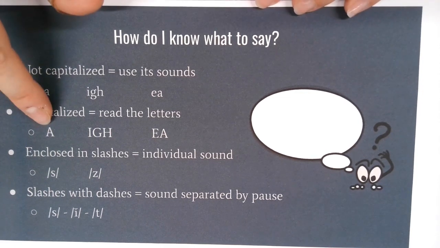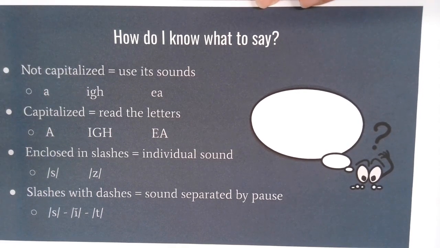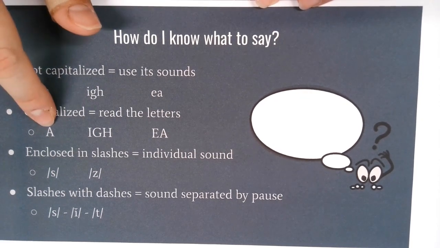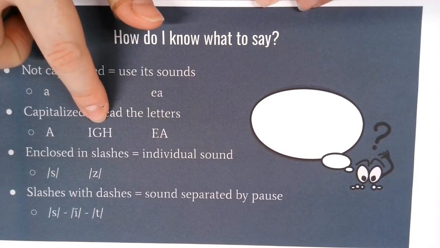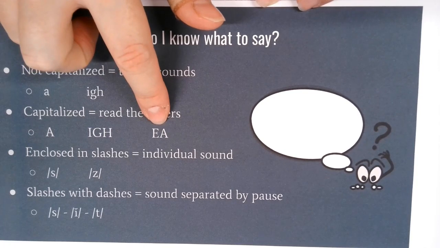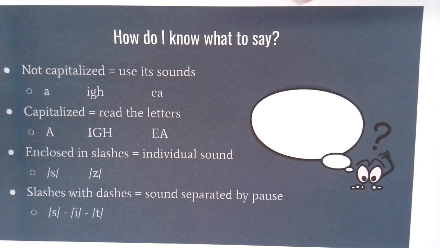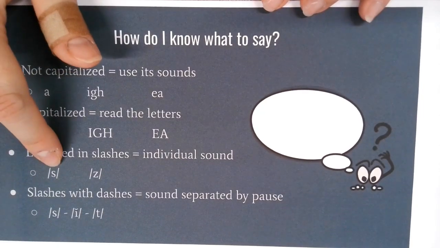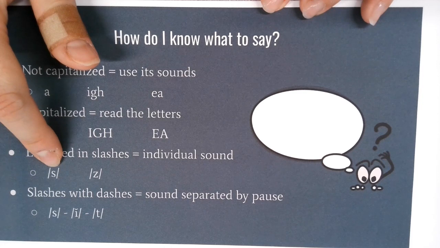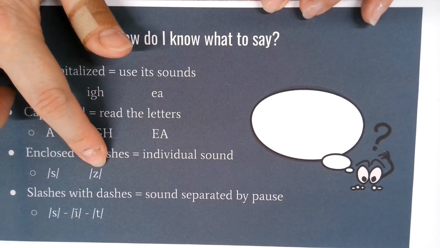When you see the letters capitalized, that's when you can actually say the letter names. So this would be referred to as A. This would be IGH. This would be EA. When you see letters enclosed in slashes, that's asking you to make the sound. So when I see this, I'm going to say S. When I see this, I'm going to say Z.